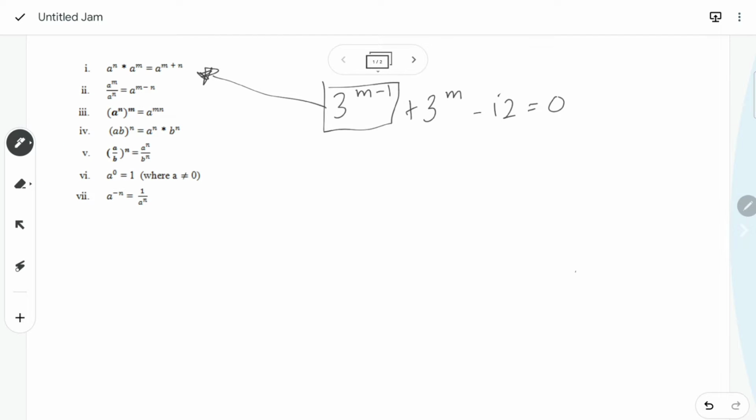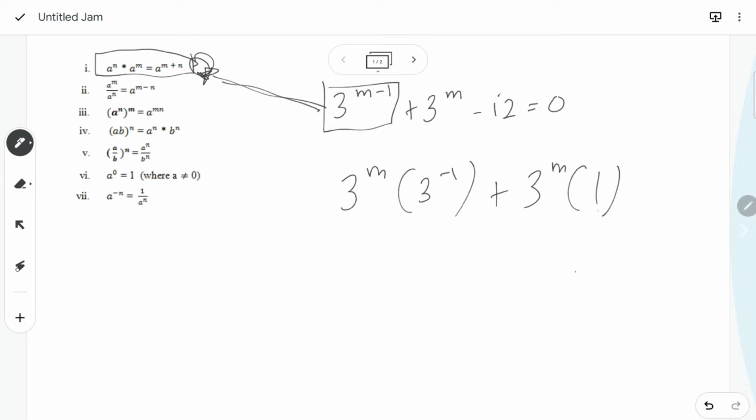So for this question, you can use the method or the formula I give here. Use the same form, plus 3 to the power of m times 1. Why do I do this? Because 3 to the power of m times 1 is still equal to 3 to the power of m, so it doesn't change anything. And here 12, I use it so I didn't get confused.